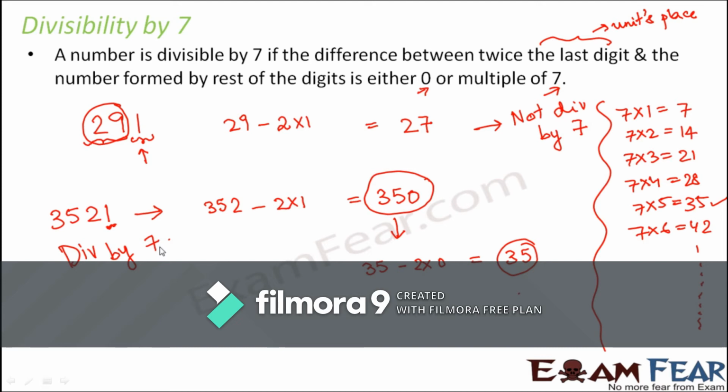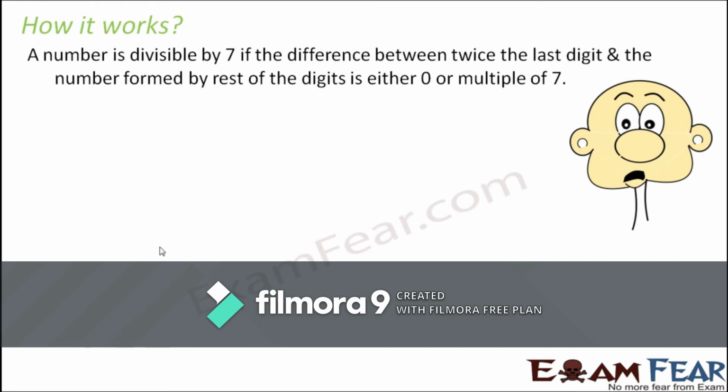Now here also, this was a little complicated, that we have to subtract twice the last digit from the remaining number. So why such a complicated system is in place? So you might be curious to know how this rule works. Why have we made this as a rule for divisibility by 7? Now, in order to explain this, I will again take the same example of 3521.